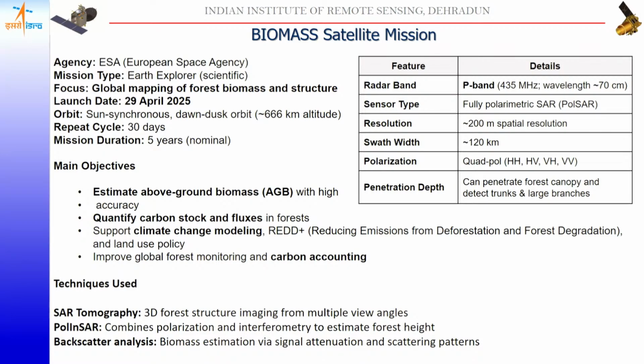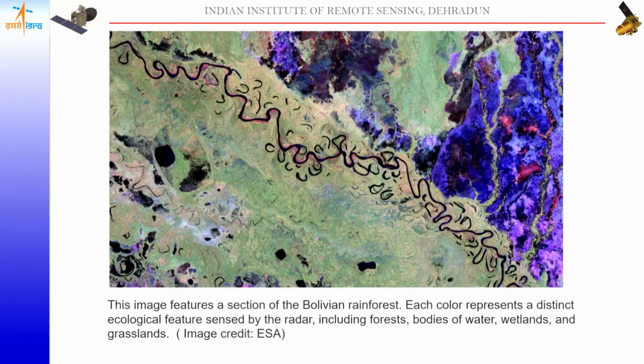Some first images have been released, of the Bolivian rainforest. You can see this 200 meter resolution image from the Biomass mission, which is a fully polarimetric SAR, so we can generate the RGB image. Here you can see different features like water bodies, forests, wetlands and grasslands. Water bodies appear specular, so they become black. Green is all the vegetation, and blue is the open field or grassland, which gives the surface scattering type. So this is the P-band Biomass mission.